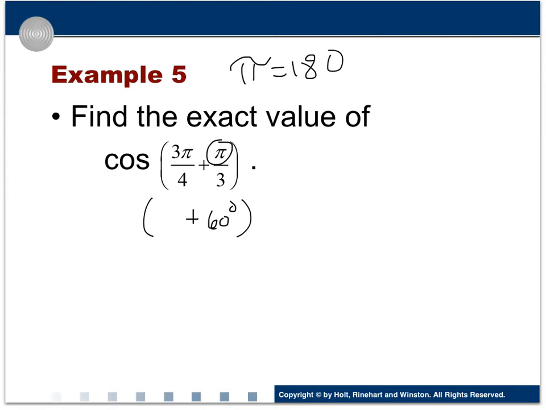This one, 180 divided by 4. What's 180 divided by 4? Well, 180 divided by 2 is 90. Divided by 2 again, that's the same thing as dividing by 4, so that would be 45. Okay, so what's 45 times 3?